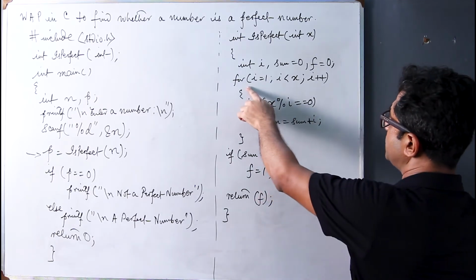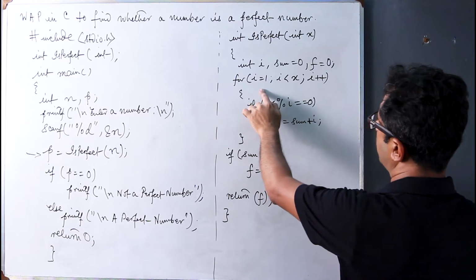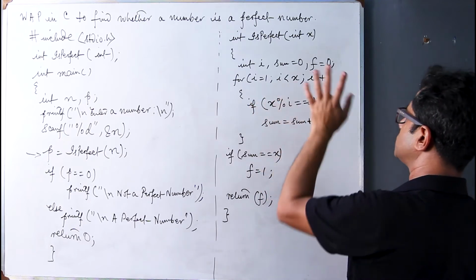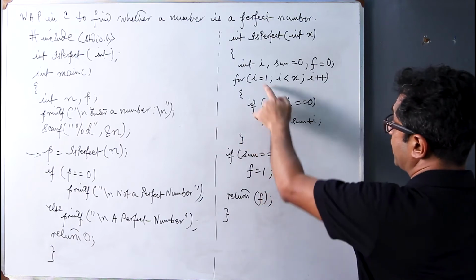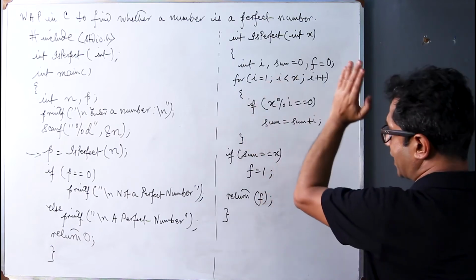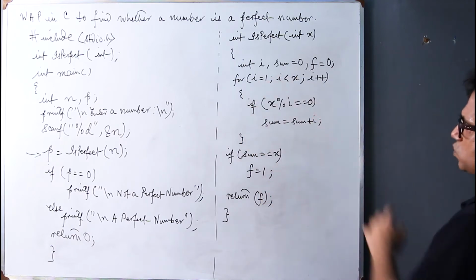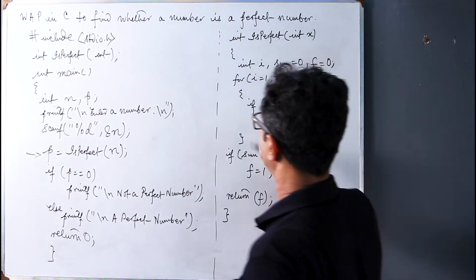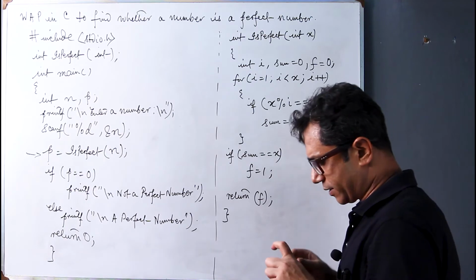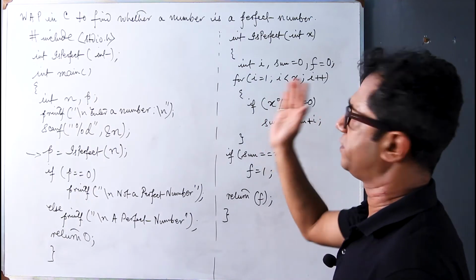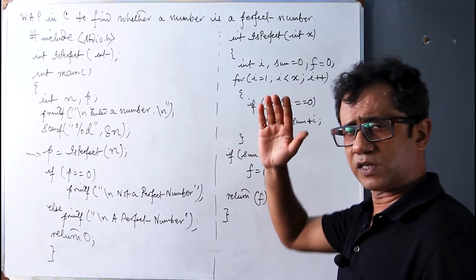And let me see what I've done. For i is equal to 1, i less than x, i plus plus. So I have written an if for any i value starting from 1 and less than x. Why less than x? Because I have already explained to you that the factors which need to be determined will always leave aside the factor which is the number itself.